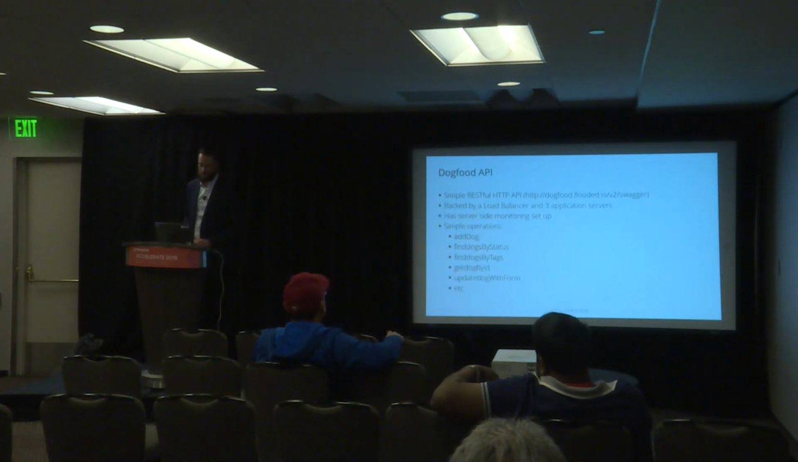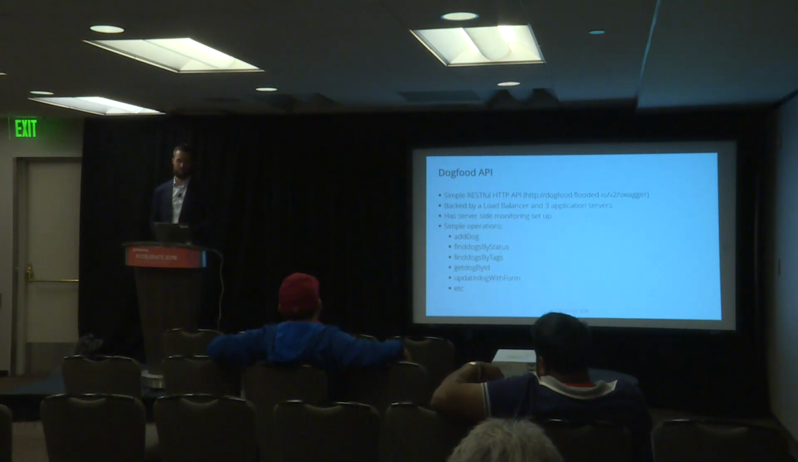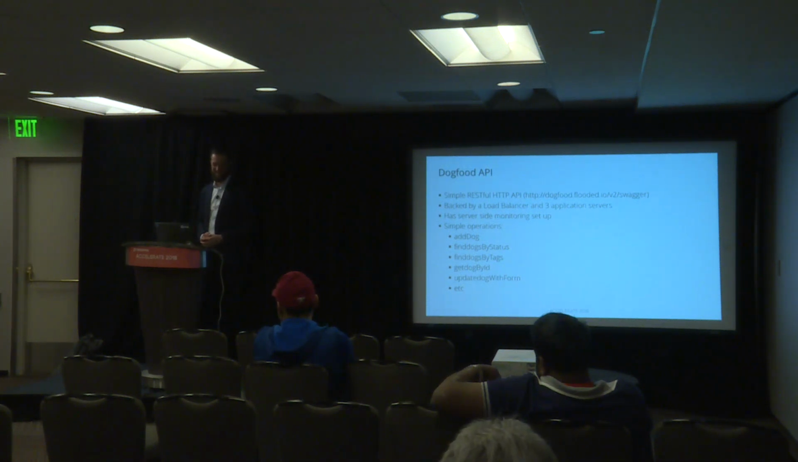So a bit more about the dog food API. It's publicly available if anyone wants to write tests for this later and play around with it. The URL is dogfood.flooded.io. Basically, it's got a couple of app servers behind it. I wrote in here that we have server-side monitoring set up. I'm not sure if I've ever seen it, but I'm sure we do. Yep, I get a thumbs up from Tim at the back.